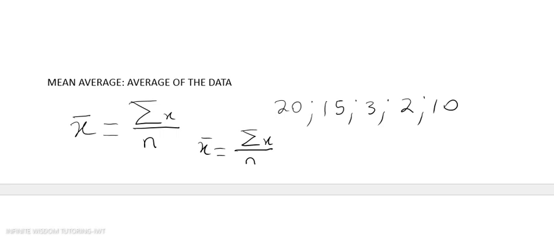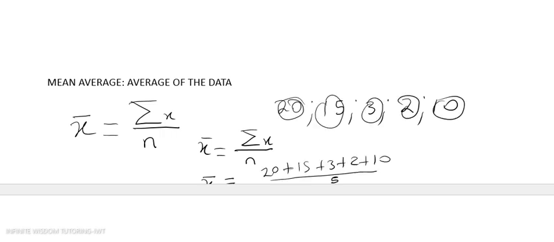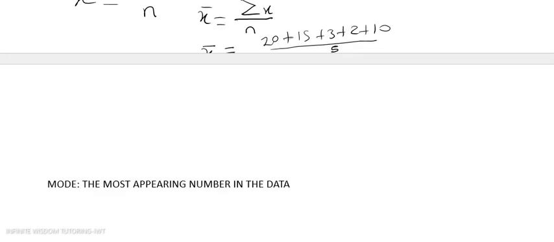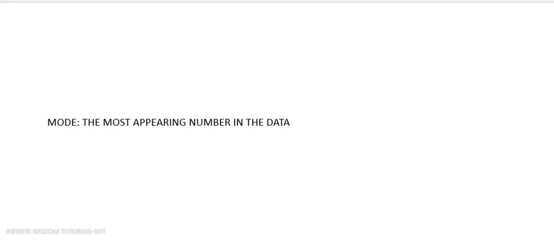And then continuing, I'll be having the mean, which equals 20 plus 15 plus 3 plus 2 plus 10 all over how many values are there. 1, 2, 3, 4, 5. That means there are 5 values, and the answer that we will be getting here will be what we call our mean average. Going forward, we have what we call the mode, which is the most appearing number in the data.